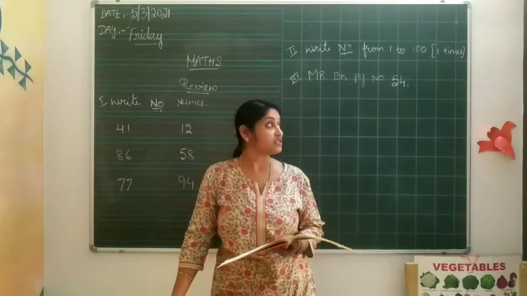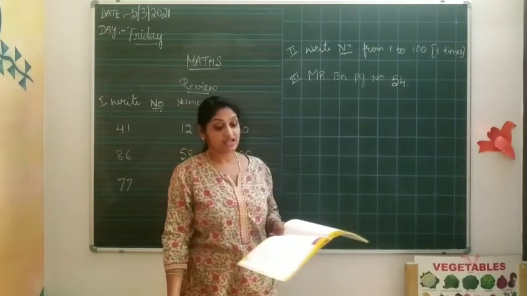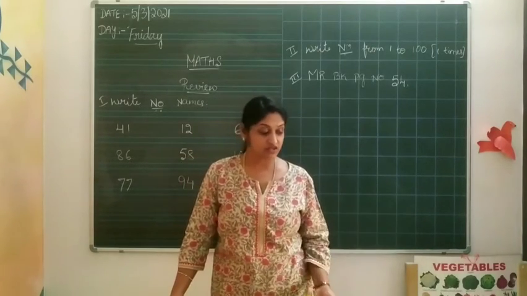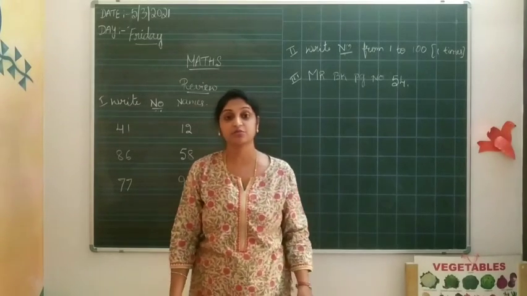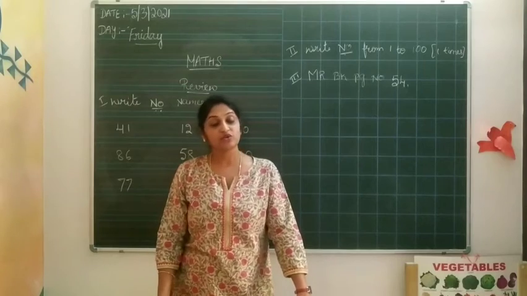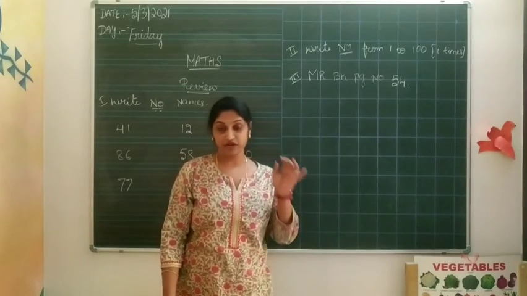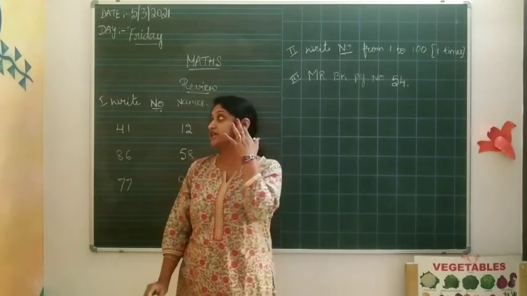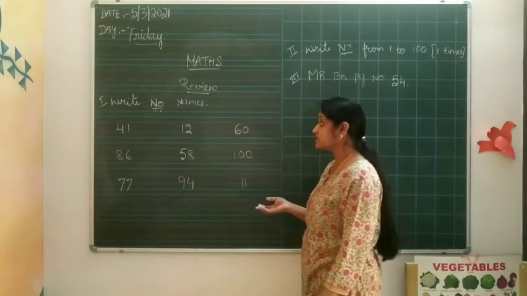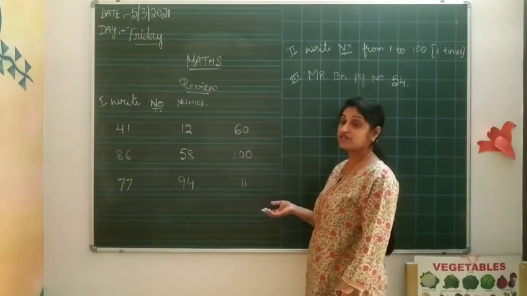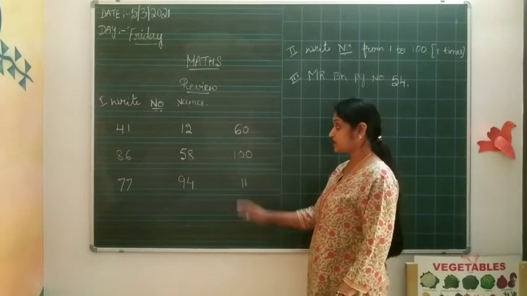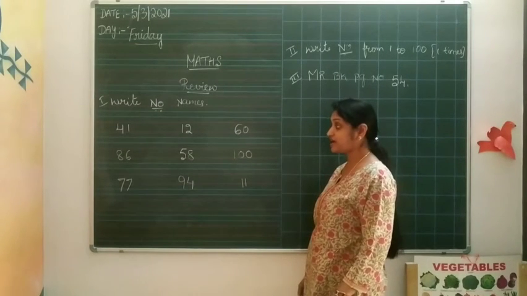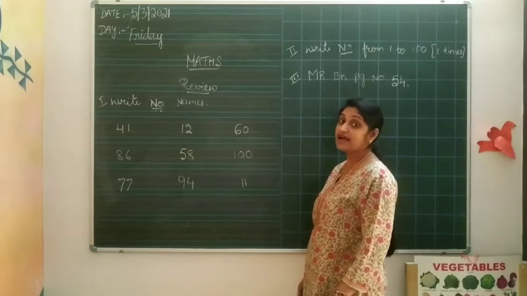Okay children, this is your maths class. I am doing the revision, so again and again I am not doing the revision. You know the numbers from 1 to 100 and also you know the number names from 1 to 100. Correct? Yes. And I have given some homework regarding the same thing. I have given the number names. You have to write the number names for the numbers I have given here, till 100.